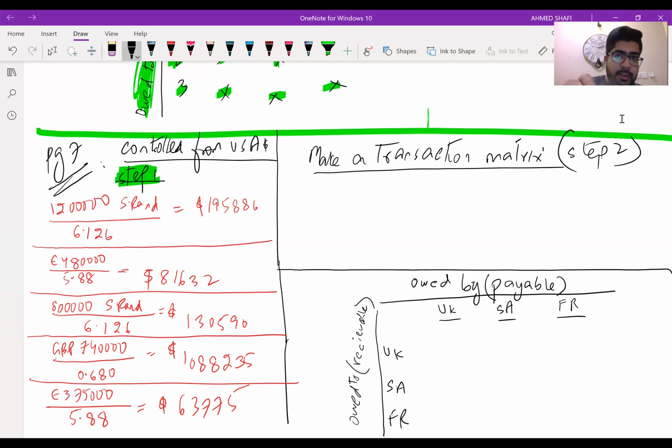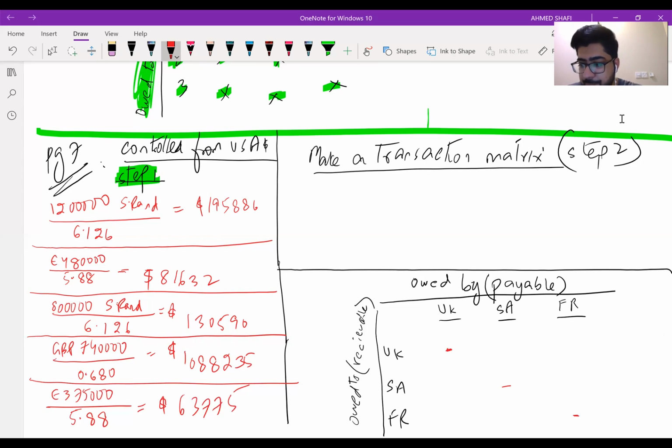Okay. Fill these boxes. Obviously, there is no transaction of receivable and payable between UK and UK. No receivable payable between South Africa, South Africa. No receivable payable between France, France. Fill others.